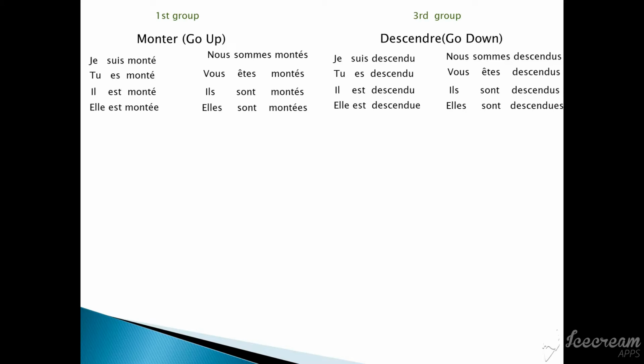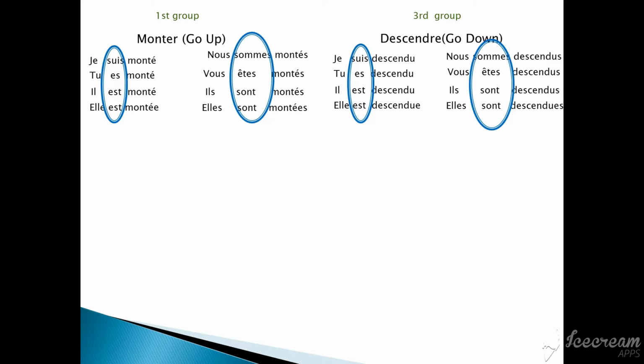So, to use a verb of the first group or third group in the past simple, we use the auxiliary to be in the present. We keep the radical of the verb and we add the appropriate ending. For verbs of the first group, the appropriate ending is é. And for verbs of the third group that end with re, the appropriate ending is u.